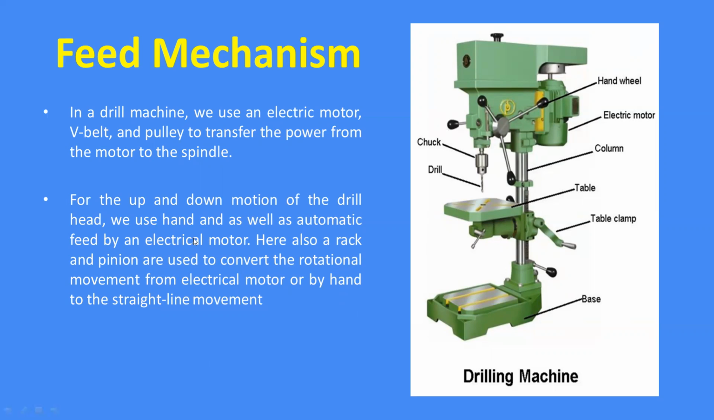Okay. For the up and down motion of the drill, we use hand feed as well as automatic feed by an electric motor. In order to have this up and down motion, we can use either manual or automatic feed by an electric motor. Generally the rack and pinion is used to convert the rotational movement from the electric motor into a straight line movement. You can see here what movement is given to this drill bit. It is nothing but a straight line motion. Okay.